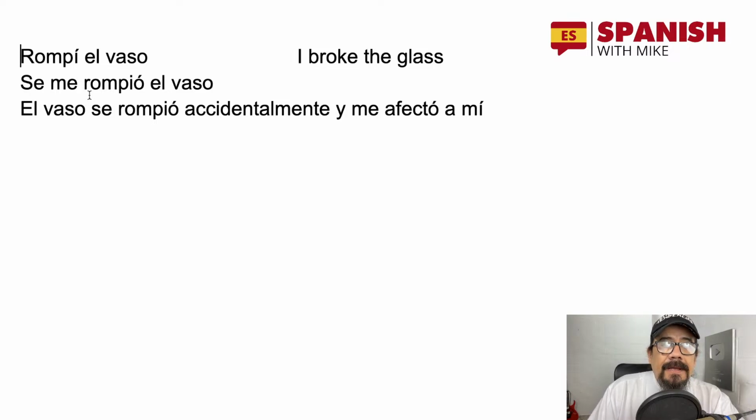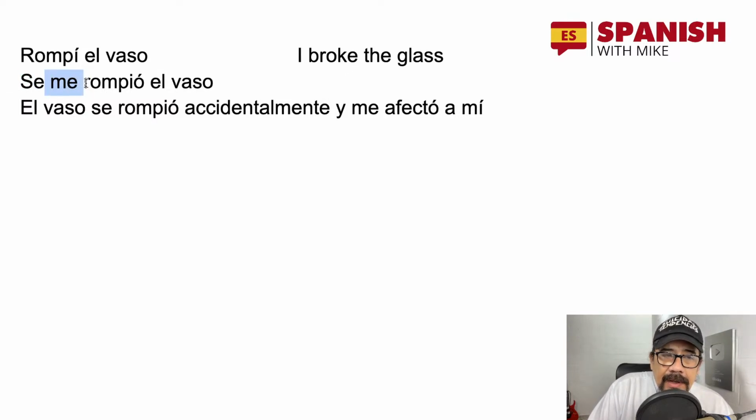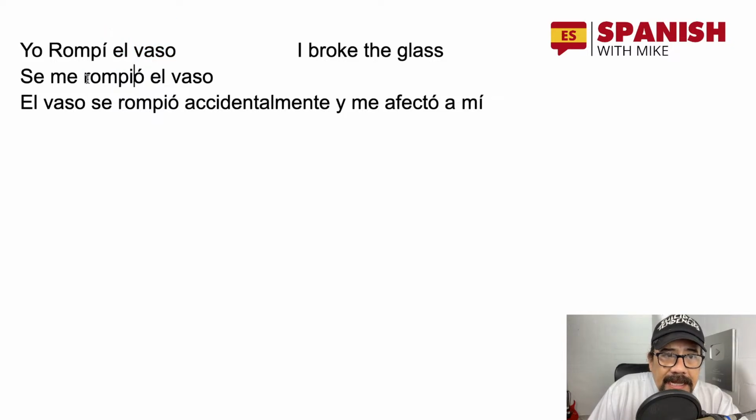So, "rompí el vaso." For the accidental construction, we always use "se." This "se" is going to imply that whatever happened was an accident and was unintentional. Then the pronoun is singular, and we conjugate that in singular. If the object is plural, we conjugate that in plural. And this is the accidental construction: "Se me rompió el vaso."